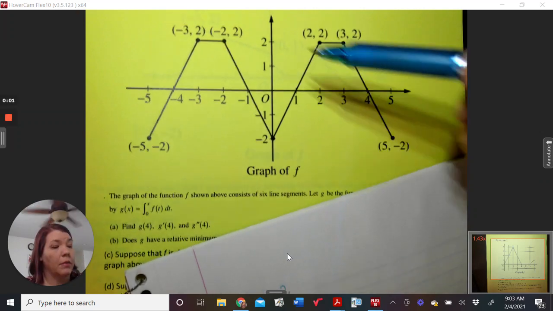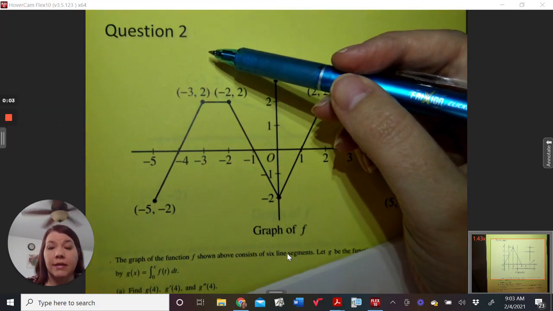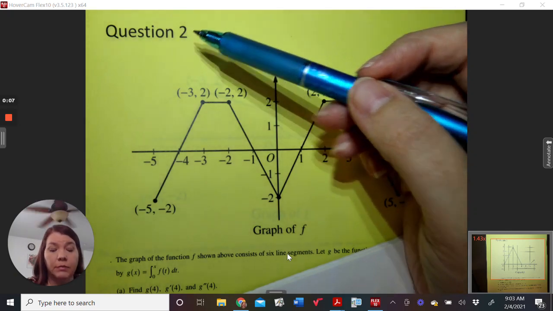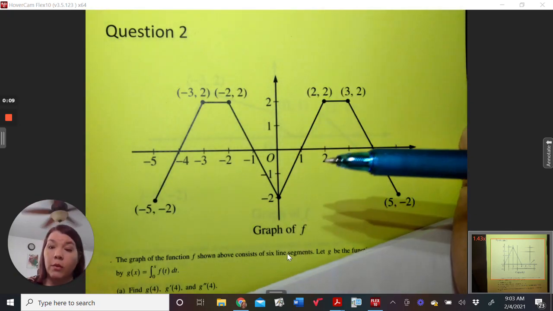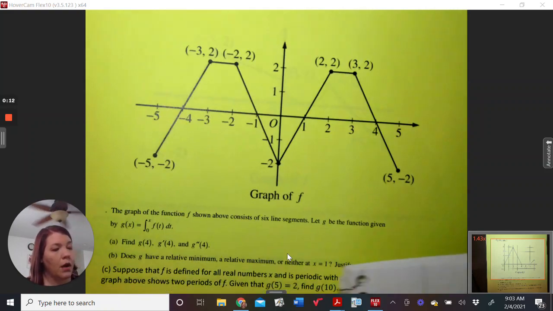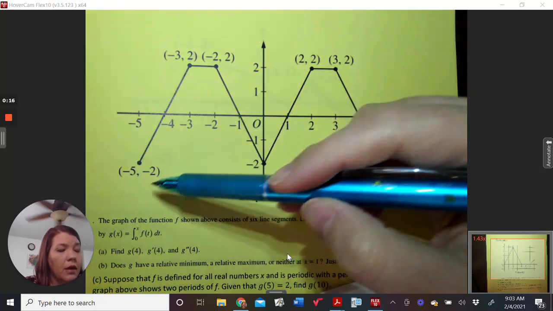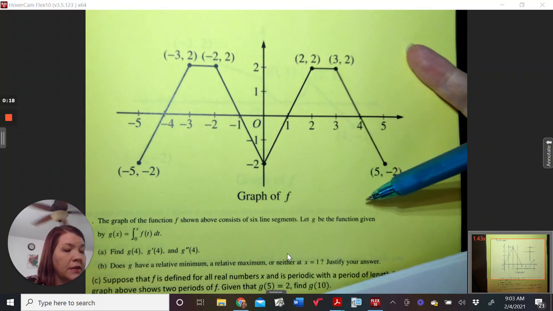So we're going to be moving on to question 2. And again, as I said in the previous video, this is from that free response practice problems. I'm doing one video for each. We're on question 2. All right, so we've got this function, the graph of f. The graph of f is shown below. It consists of 6 line segments.